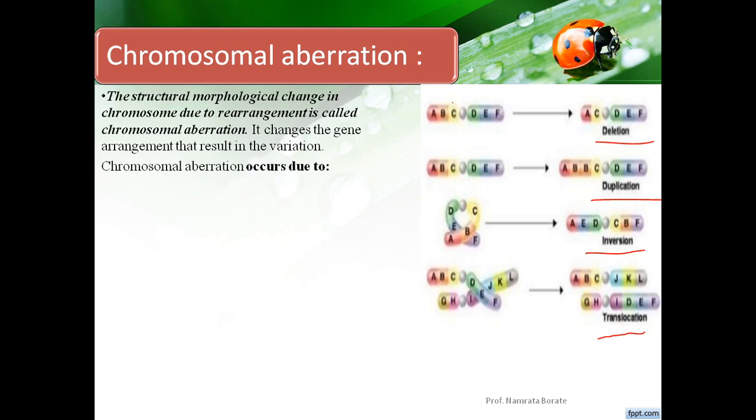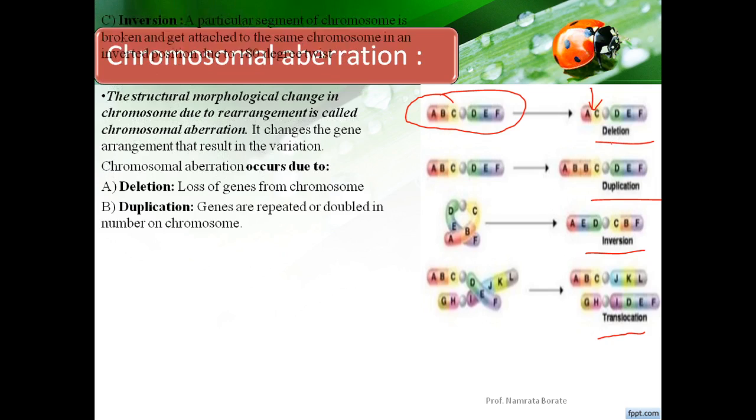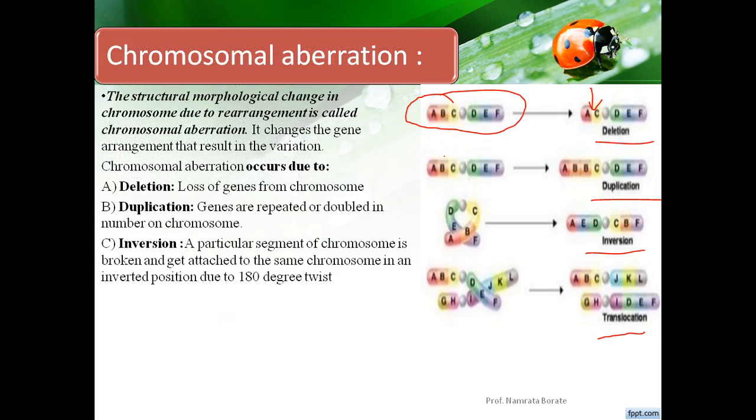You can see here, on the chromosome there is a presence of 6 genes: A, B, C, centromere, and D, E, F. When there is a loss of one of the genes from the chromosome, that is called deletion. The second one is duplication. In duplication, one of the genes is duplicated, repeated. It is doubled in number, that is the B gene, so it is called duplication.